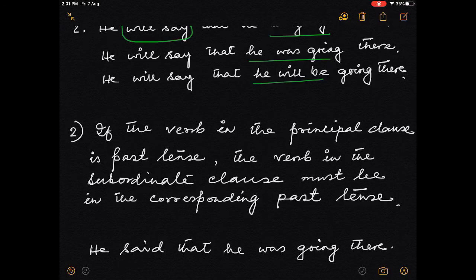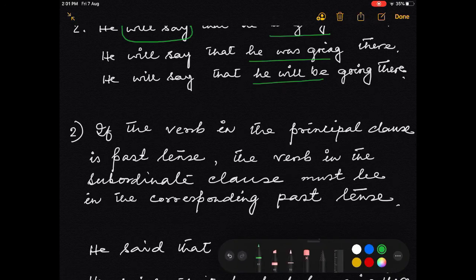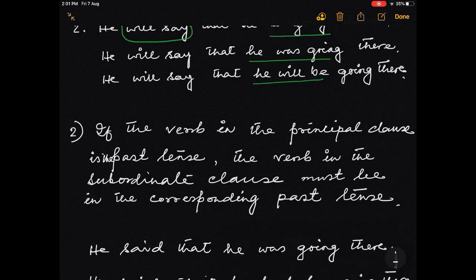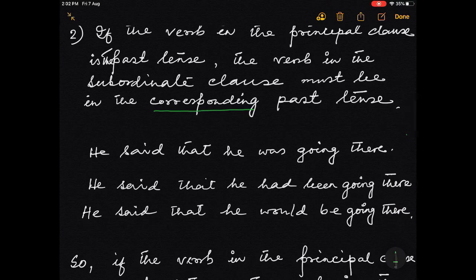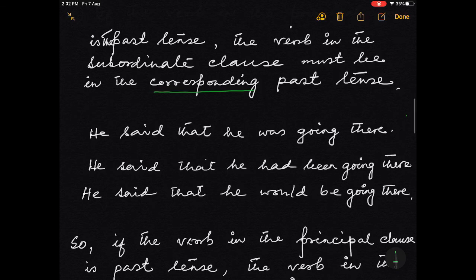There is another explanation, another subsection. What is this? If the verb in the principal clause is past tense, the verb in the subordinate clause must be in the corresponding past tense. What is corresponding past tense? To understand the corresponding past tense, wait a bit.